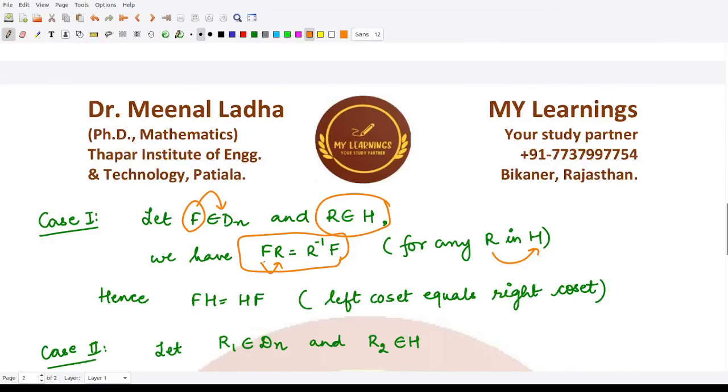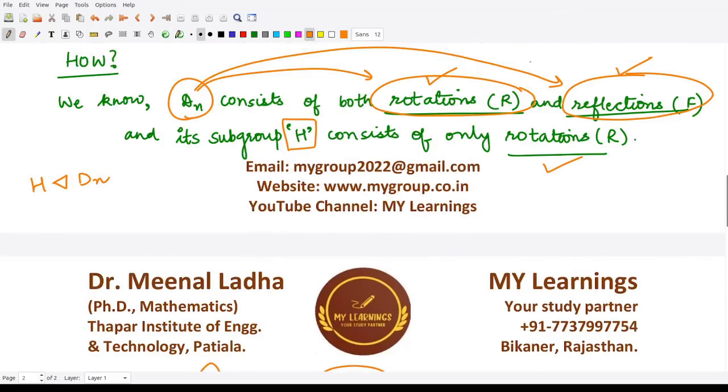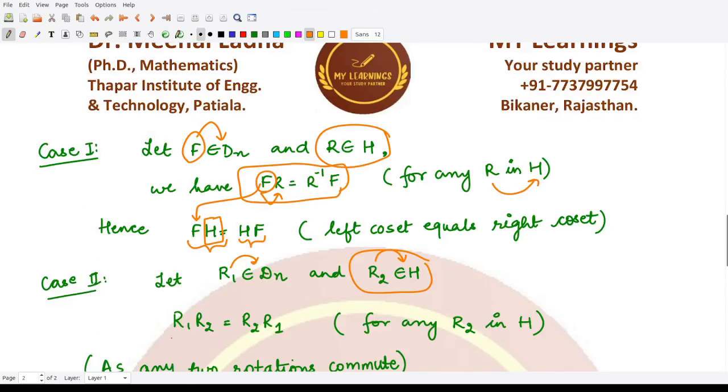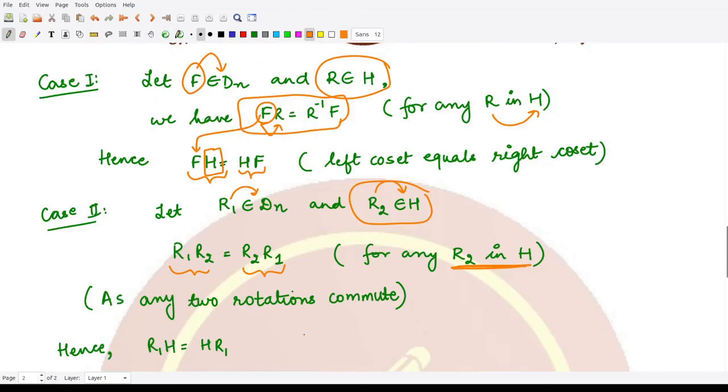Hence, for the reflection F, the left coset FH and the right coset HF are equal in this particular case. Now let's take another element which is a rotation in Dn, and let's take a rotation in the subgroup because it only has rotations. In this case, we have R1R2 equal to R2R1. So in this case, for any R2, the left coset is equal to the right coset.